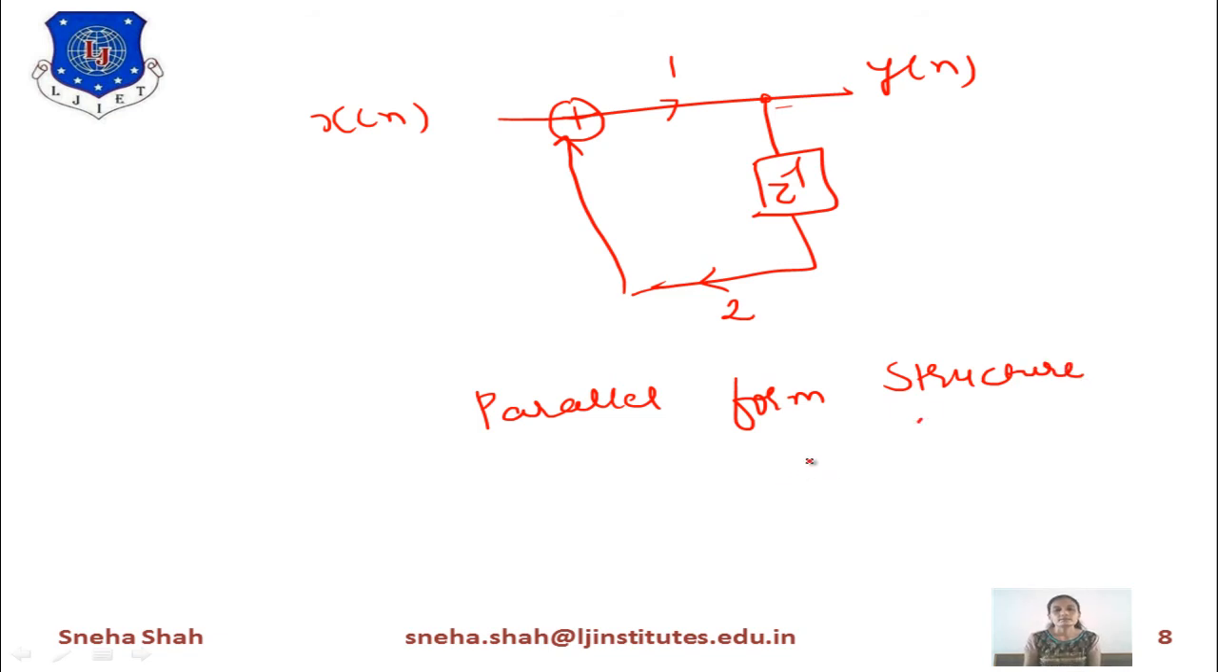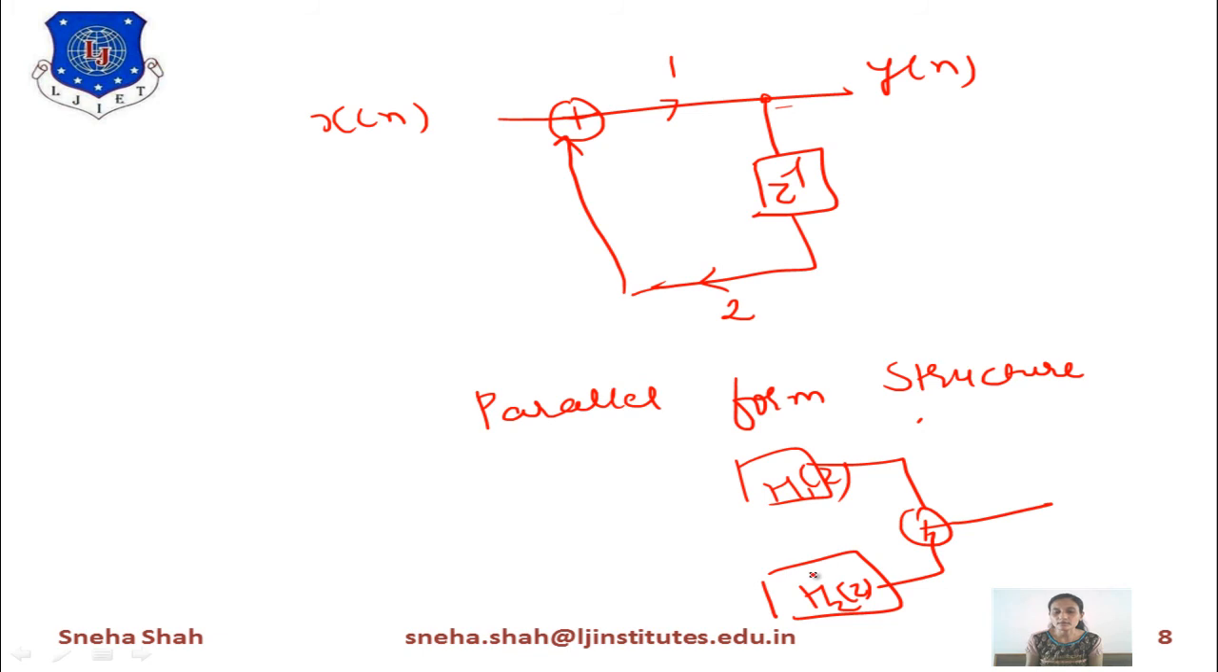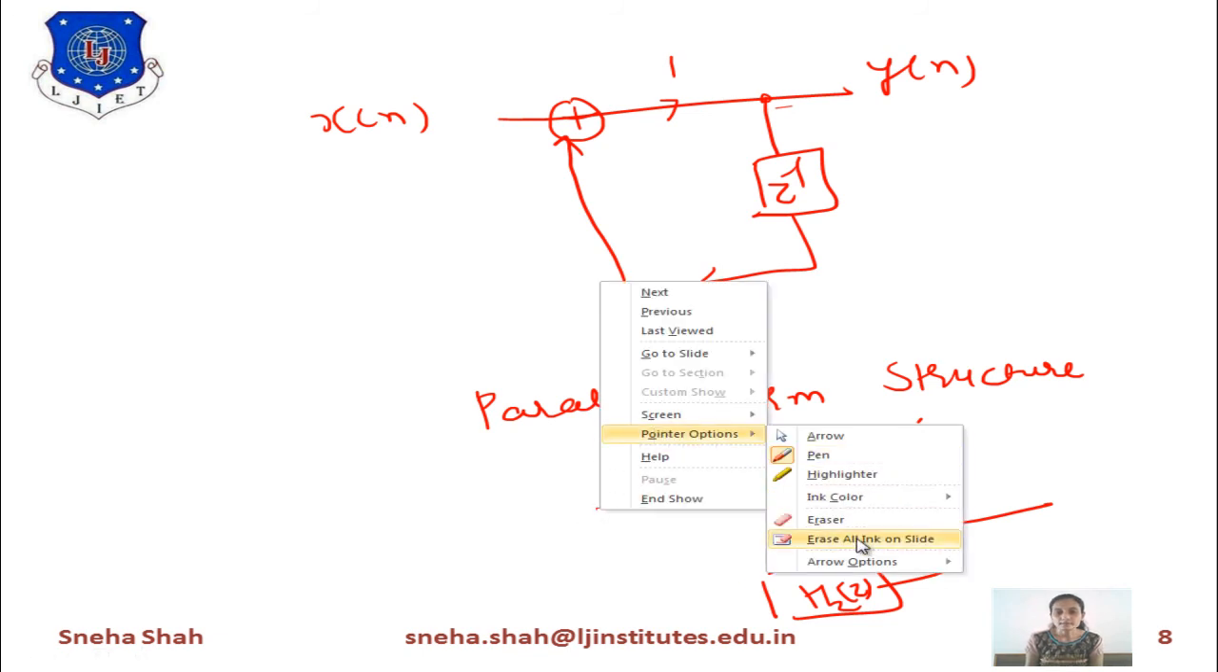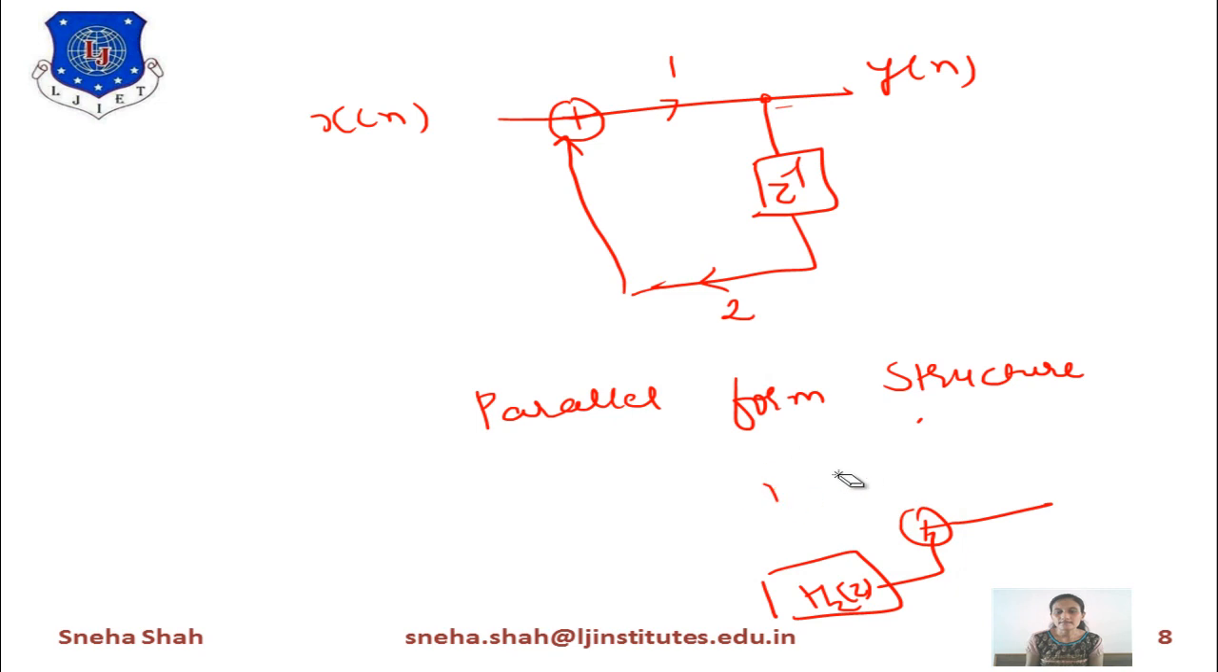If more than one factor is there, you can find the values of a, b and c by using partial fractions, then put these values in and find h1 of z, h2 of z, and so on. The summation of all these terms gives the parallel form structure. So this is the basic process in the parallel form structure realization. Thank you.